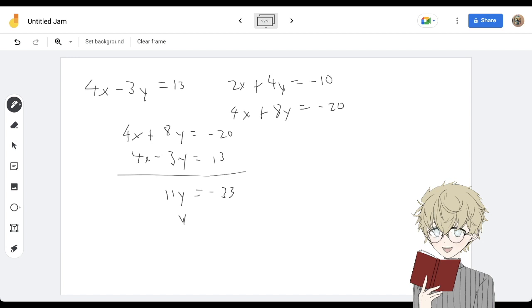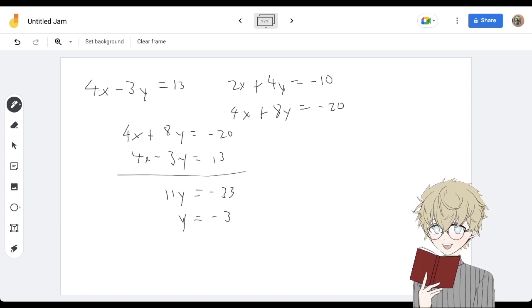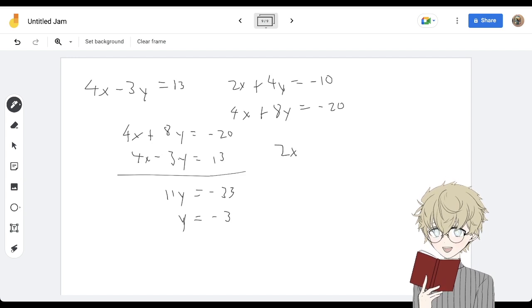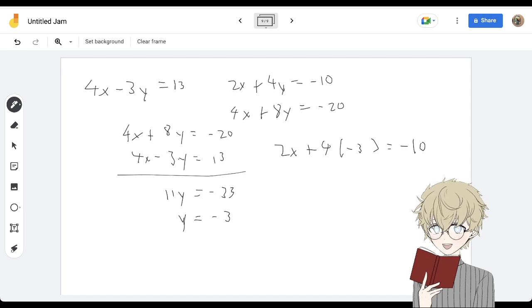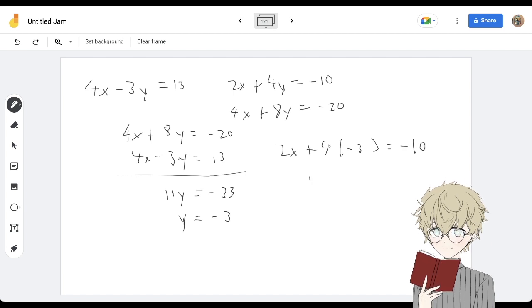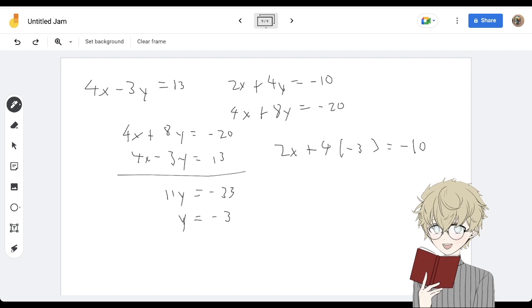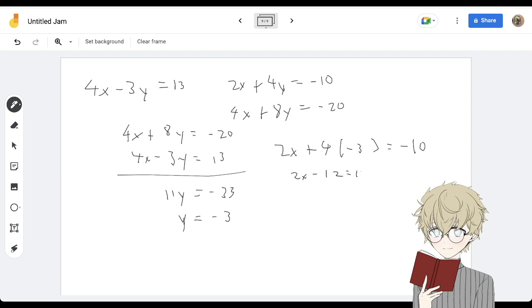Isolate y, so divide both sides by 11 to remove the multiplication of 11, and you get negative 3. Y is equal to negative 3. Last step is that you're going to need to plug this into either this equation or this equation. It doesn't matter which one, whichever seems simpler to you. For me, the right one is simpler, so we're going to use that. 2x minus 4 times negative 3 equals negative 10. Simplify, this becomes 2x minus 12 equals 10.